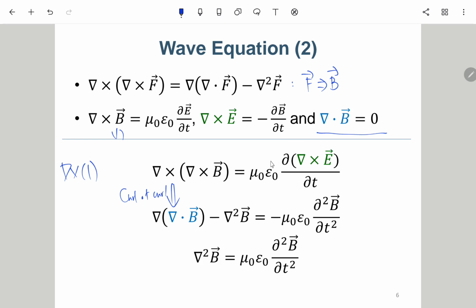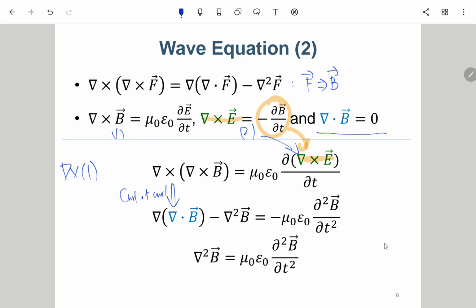We also observe that this one is the same as this one, so we can put equation 2 into here. On the right side we have one negative sign going here, and then mu naught epsilon naught, and then a partial t. So we have a second derivative with respect to time for the B field.